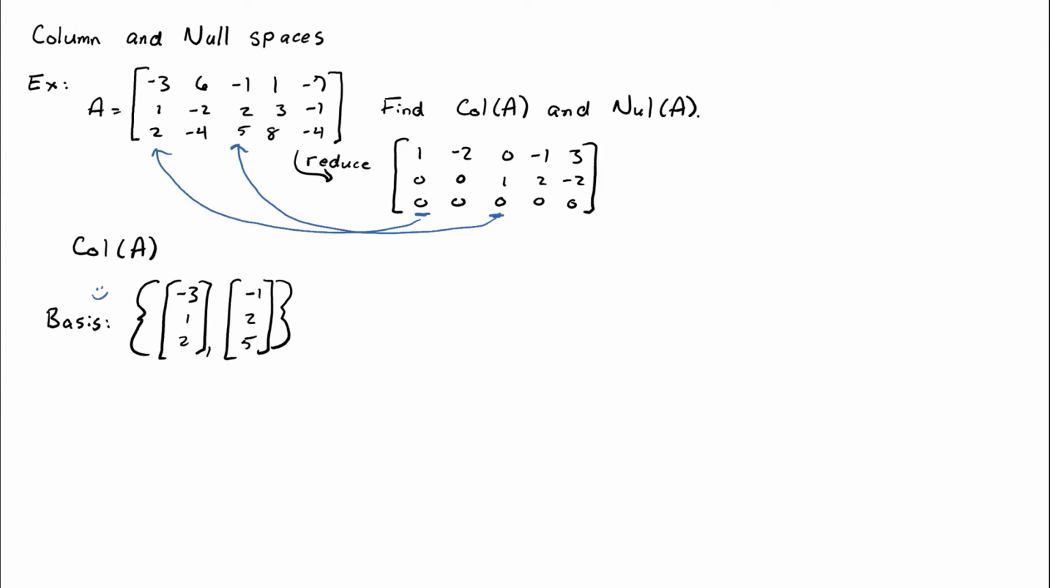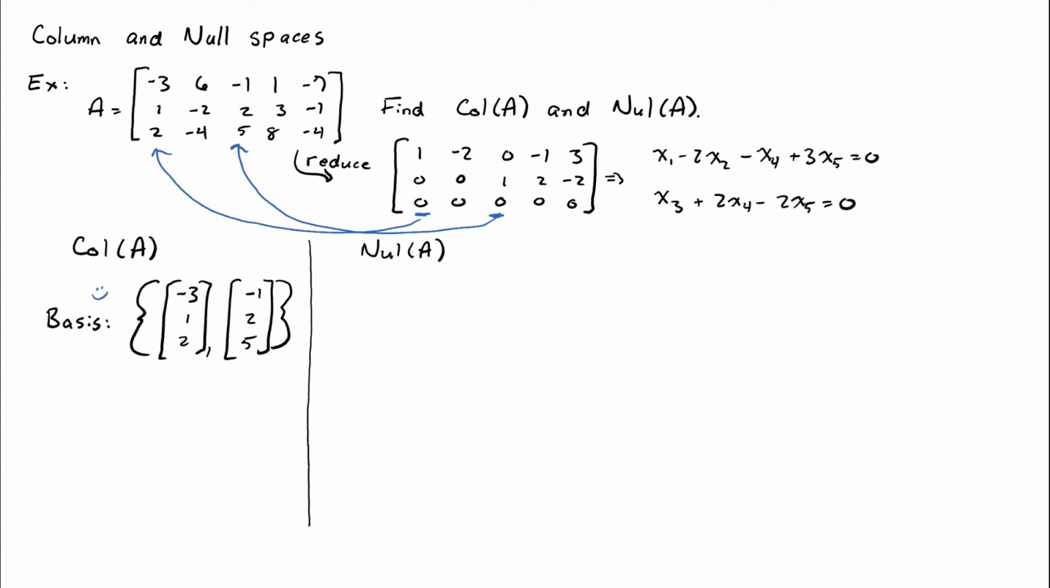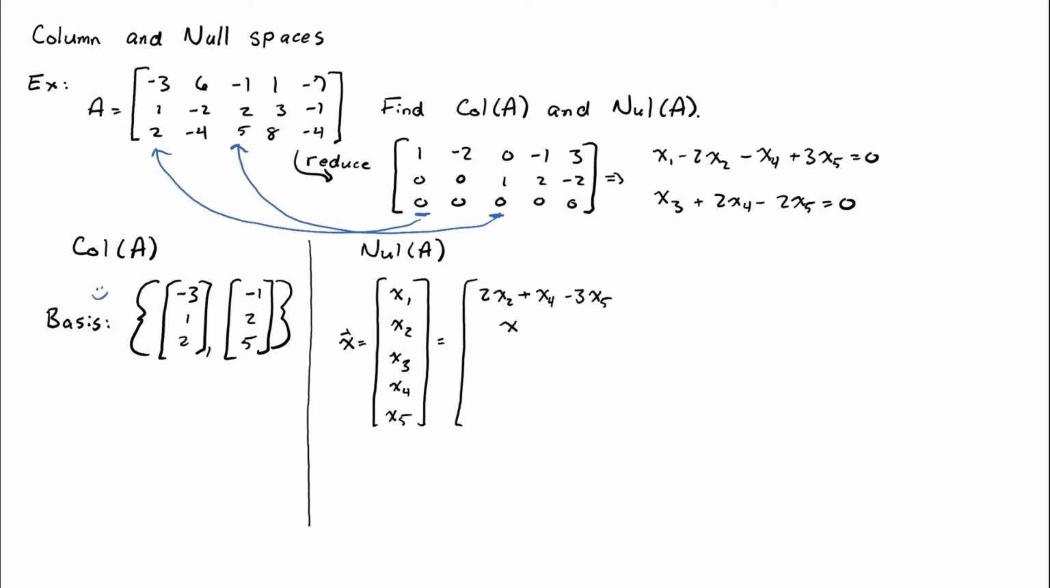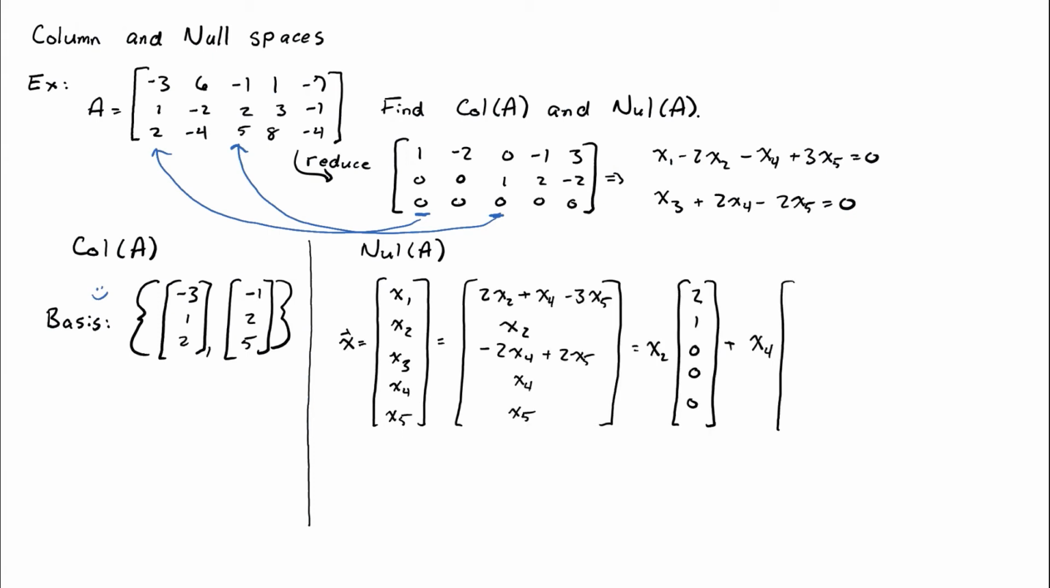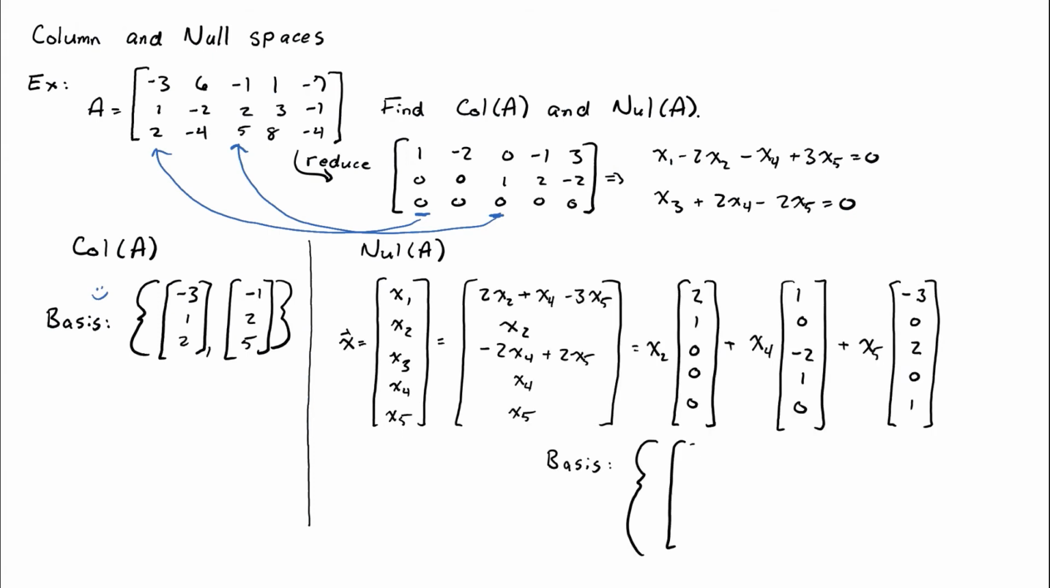That's how you find the column space of a matrix. Don't try to make it more difficult than it is. Just be sure you go back to the original matrix to get the columns. To find null A, you need to solve Ax equals 0. Well, we've already reduced the matrix, so we can write the equations. Write the vector x, plug in the pivots, separate, and finally the basis is these three vectors.